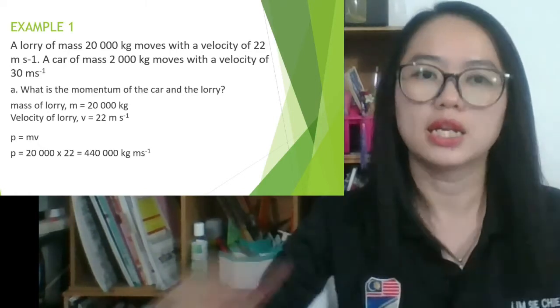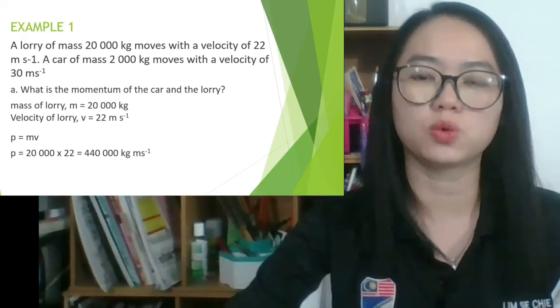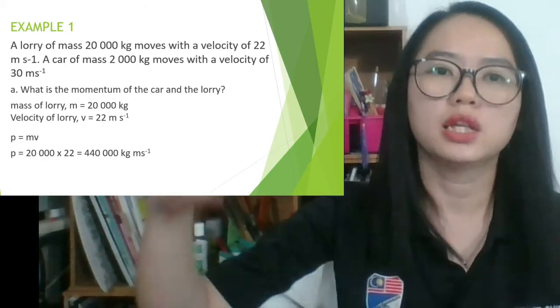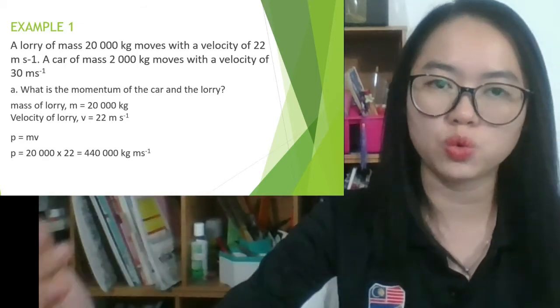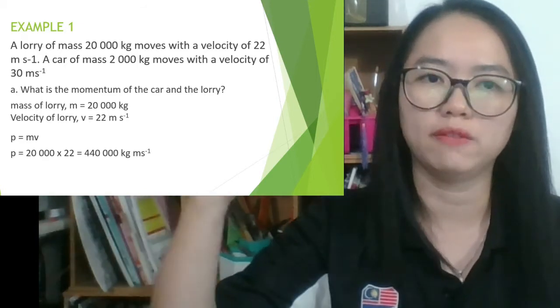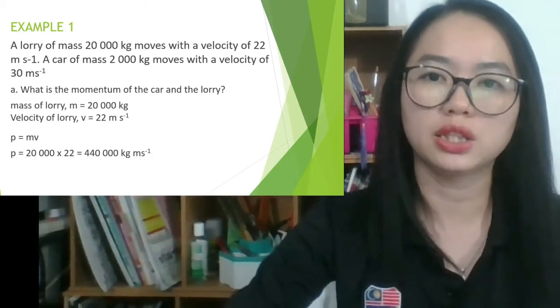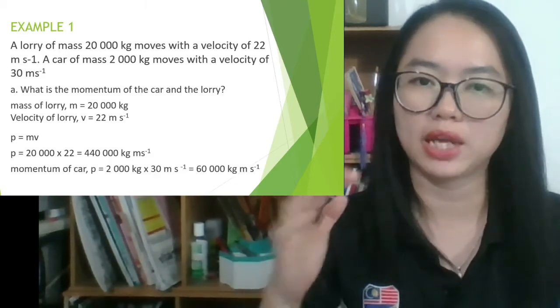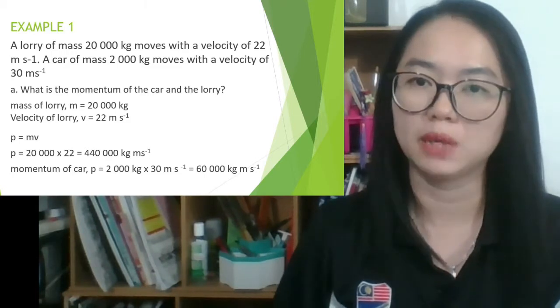Now, how about the car? Same, we just apply p equals mv and substitute the mass, which is 2,000 kg, and the velocity, 30 meters per second. Then we get 60,000 kilogram meter per second.